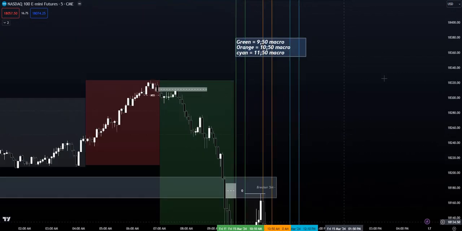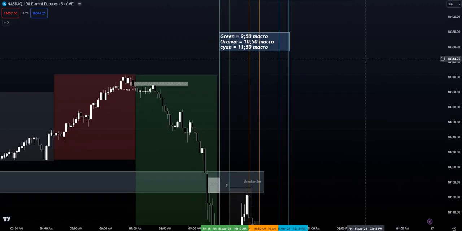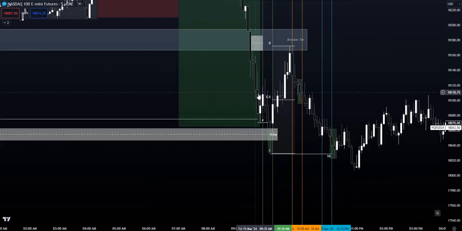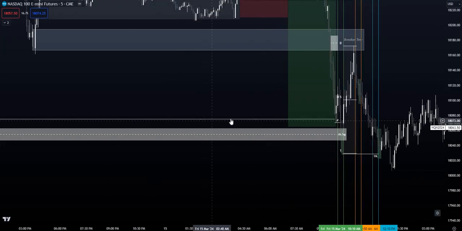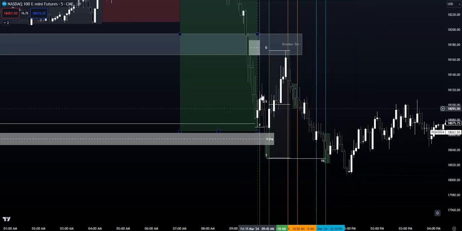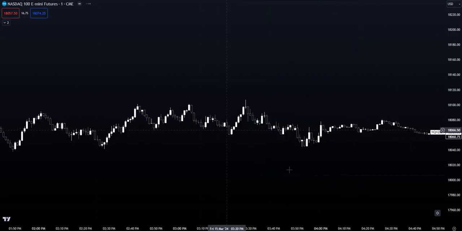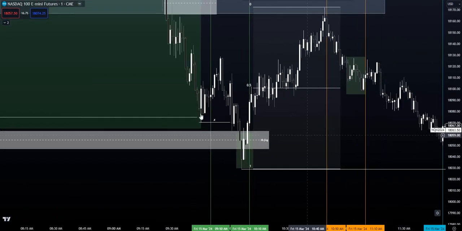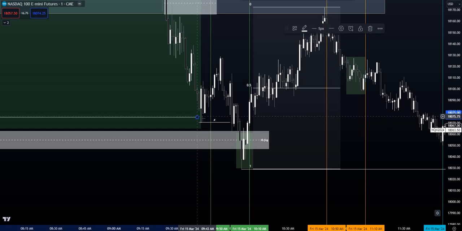So at 9:50, price is going to want to do one of 3 things. It's going to want to either fill in an efficiency, rebalance price at equilibrium, or take out a level of liquidity, right? So if you come to the 5-minute time frame, we sweep a level of sell side here. So we swept a level of sell side pre-macro time. So what we could possibly do is sweep a lower time frame level of liquidity after we swept that higher time frame level of liquidity. So we do that just here.